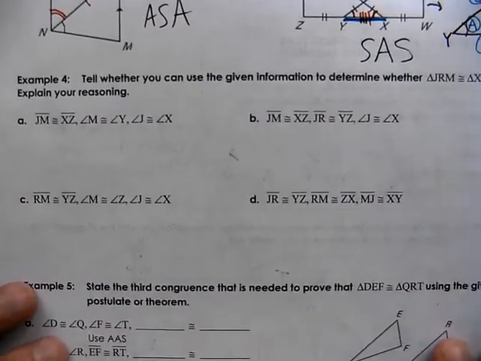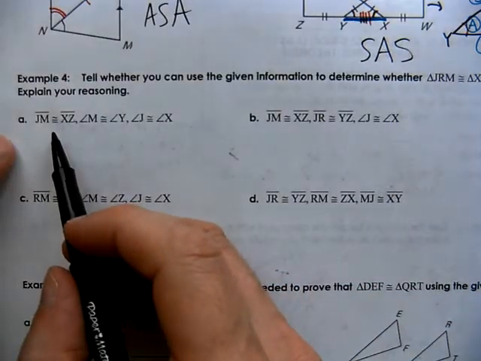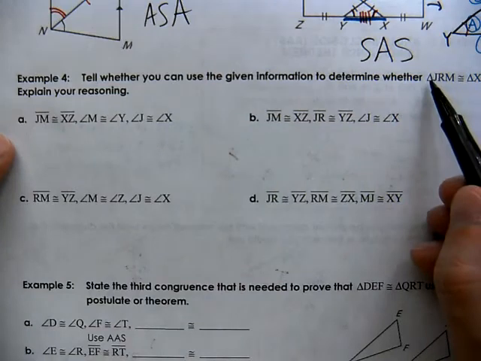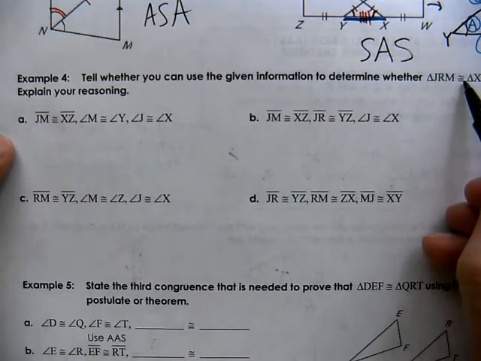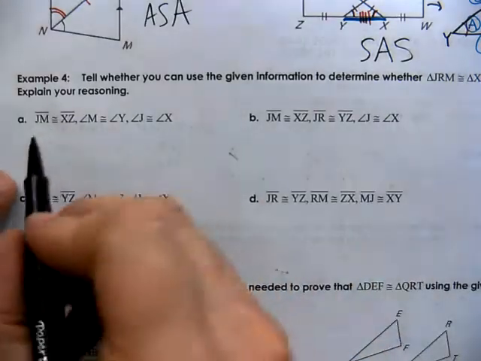Can you tell whether these triangles are congruent? Well, we have to draw the diagram and mark it up. Don't try and do this in your head. It's too easy to get that information confused. So we need to draw triangle JRM congruent with triangle XYZ. That is, we'll draw them so they have corresponding parts.